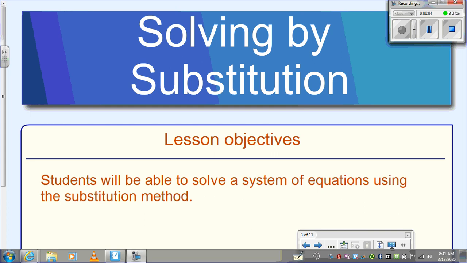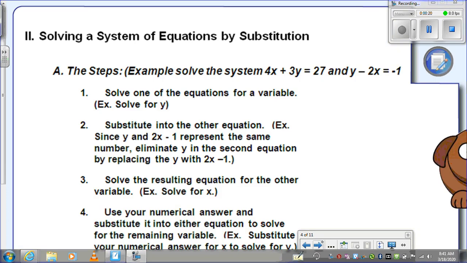Today we will be solving systems of equations using the substitution method. So our objective today is that students will be able to solve systems of equations by using the substitution method. In our previous lesson we graphed and looked to see where the two lines crossed. Today we're going to use an algebraic method. An algebraic method is nice for two reasons.